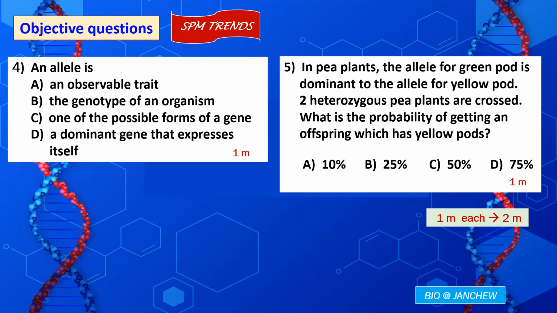Let us go on to question 4. An allele is A, an observable trait, B, the genotype of an organism, C, one of the possible forms of a gene, or D, a dominant gene that expresses itself. So recall the definition of an allele to answer this question.